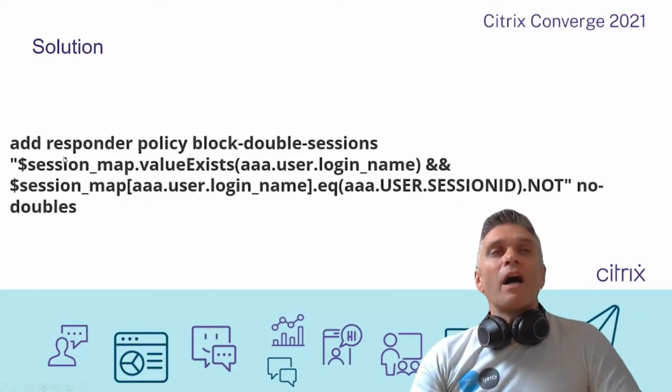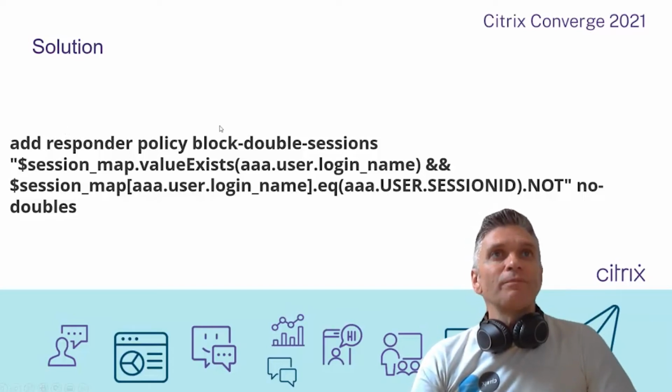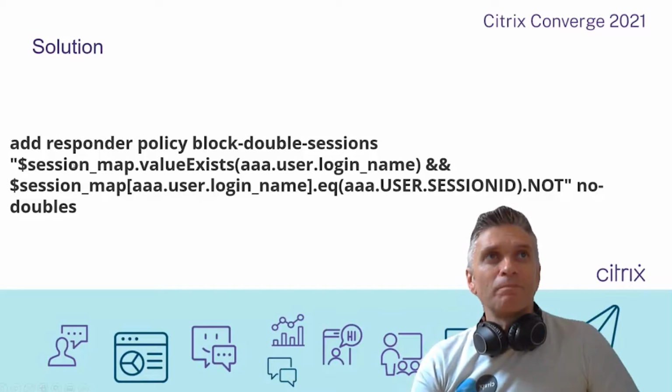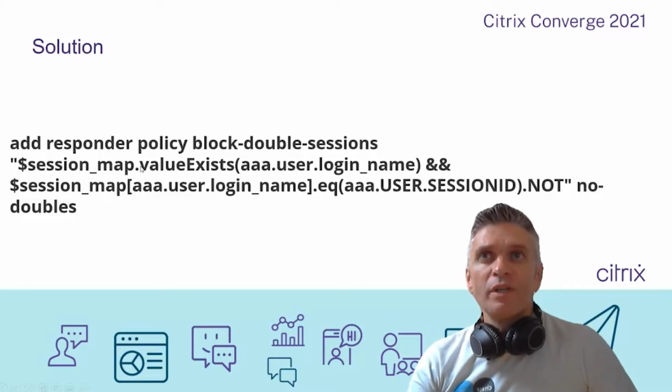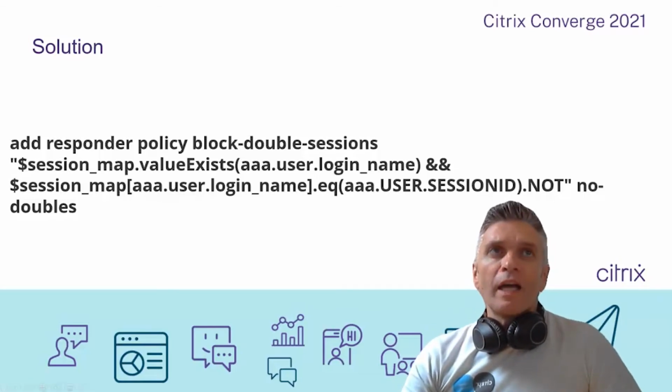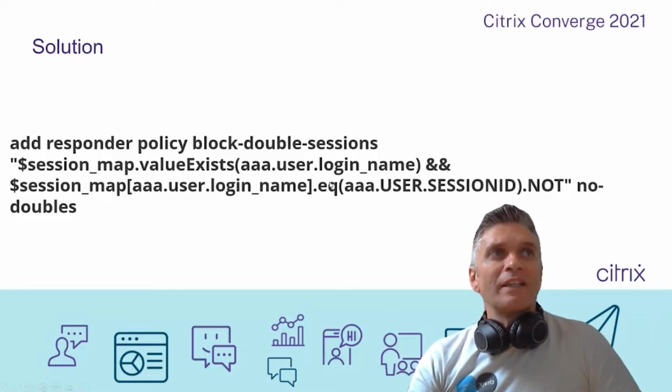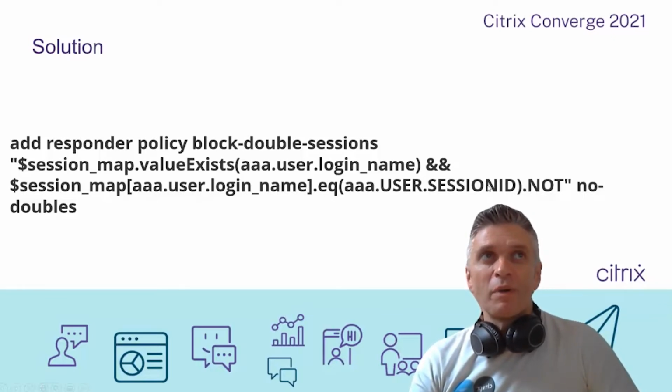All right. And this is our responder policy. So you can see here, we're adding the policy, block double sessions. This is what we're going to bind to the LBV server. We're checking that the user is there, right? So does that exist? And then we're also checking that the session ID that's being presented is not the same as the one that's there. So basically, if the username exists and the session ID is different, then we're going to respond with this, right?